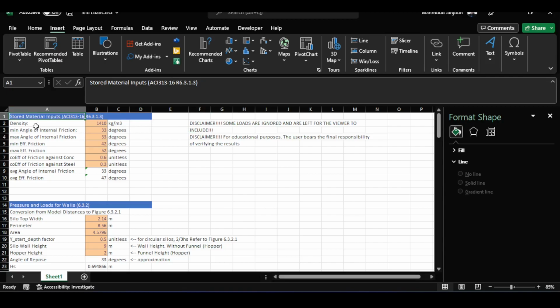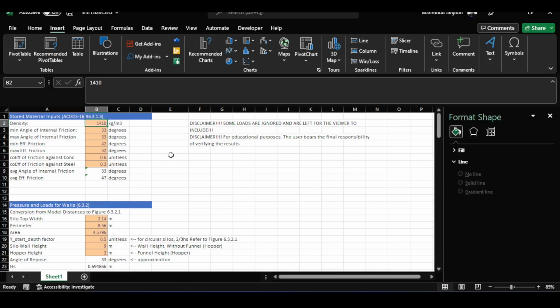Okay, so first things first, you need characteristics for the stored materials, and notice all the cells that need your input are colored orange. So the density, I've taken it from the material inputs table, which is in ACI 313-16 in the commentary 6.3.1.3. And I mentioned before that if you have the material characteristics from laboratory reports, then those will take precedence.